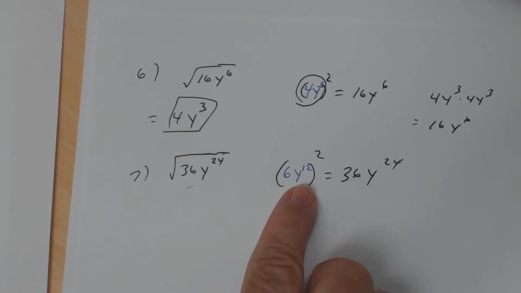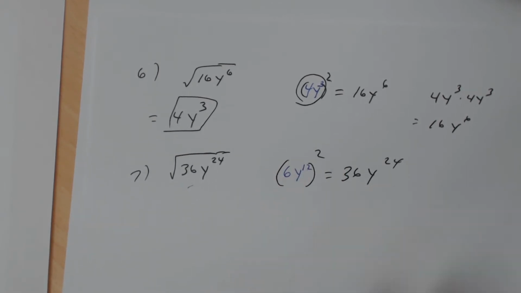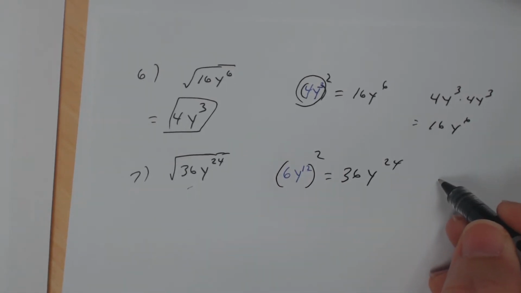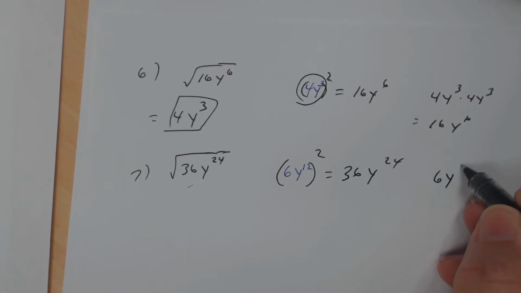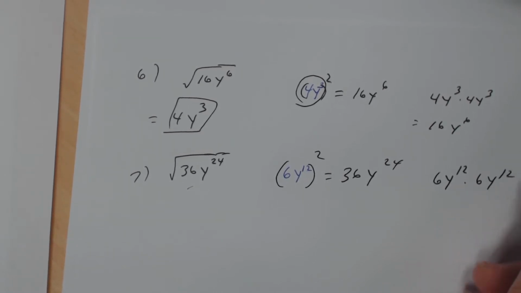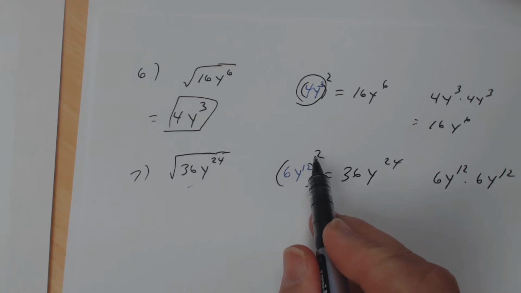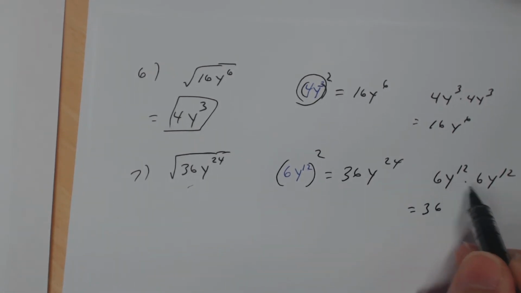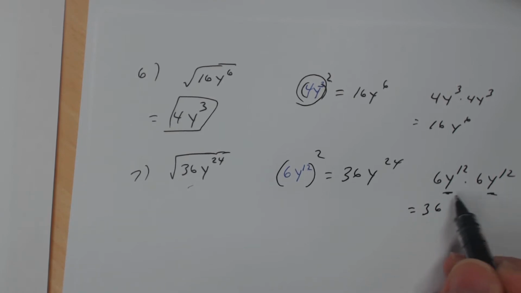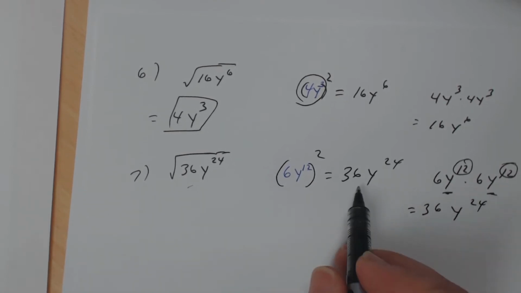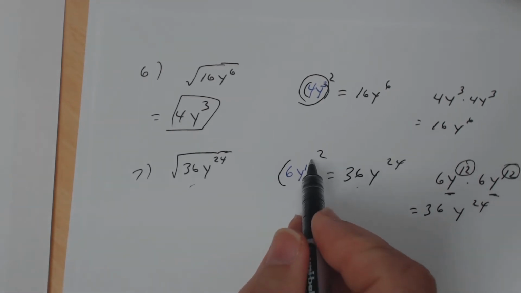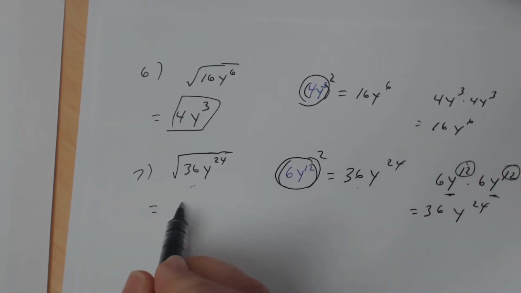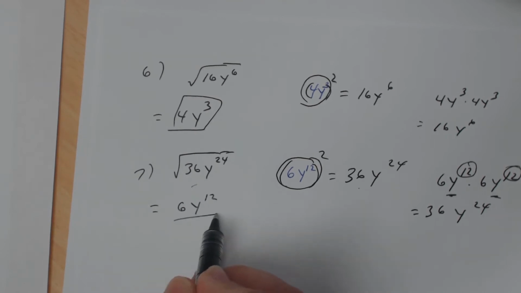So is 6y to the 12th squared going to give me this? Well, let's use last semester. 6y to the 12th times 6y to the 12th. That's what that means right here. 6y to the 12th squared means this. 6 times 6 is 36. Y to the 12th times y to the 12th. When I multiply like bases, I add exponents. So I get y to the 24th, which is what I wanted. So this right here is your answer. So I get 6y to the 12th.